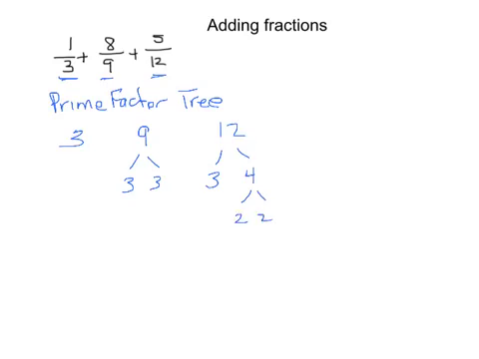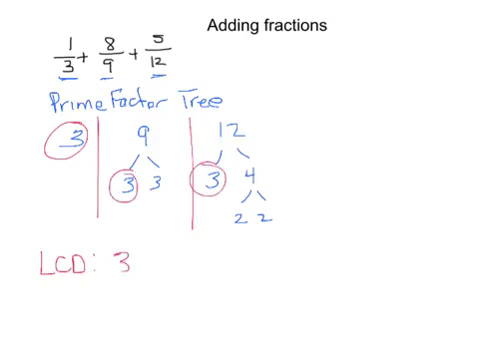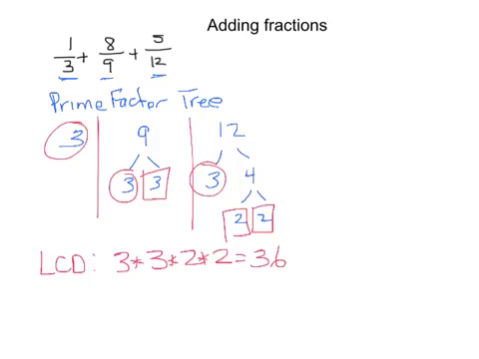So to find the least common denominator, I look in each column, and if there's something in common, I only write it down once. Well, I see each one has a 3 in common, so I only write it down once. And then I take what's left over, which is another 3, a 2, and a 2, and I multiply all these together, and you should get 36. So your least common denominator is 36.